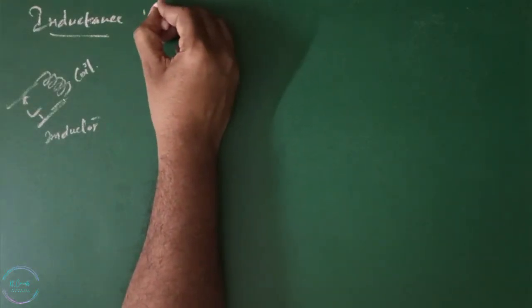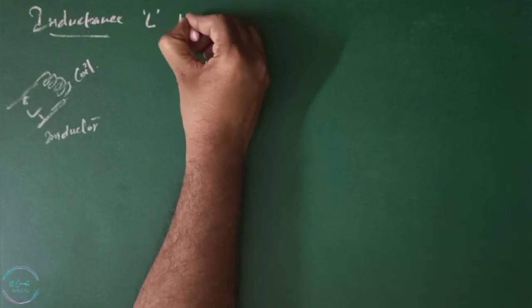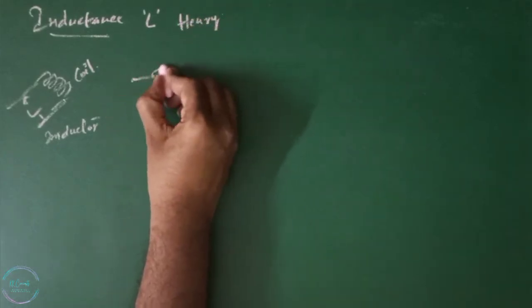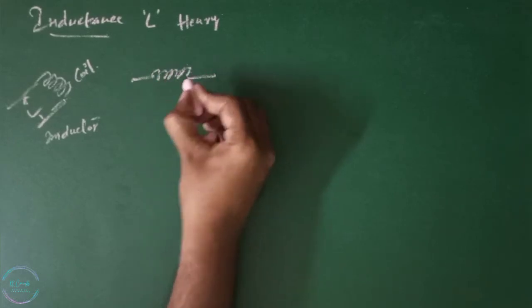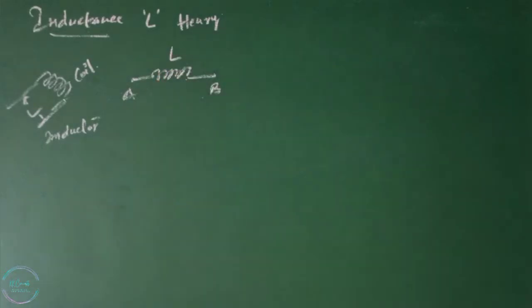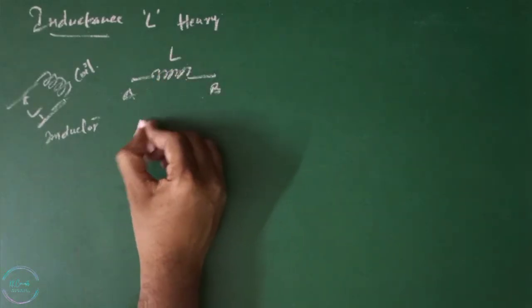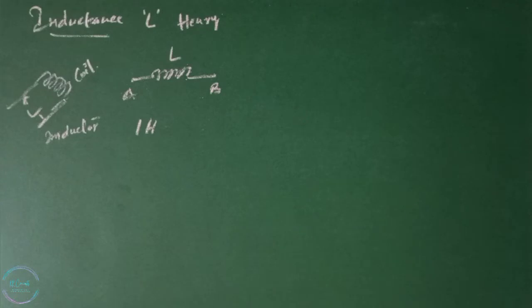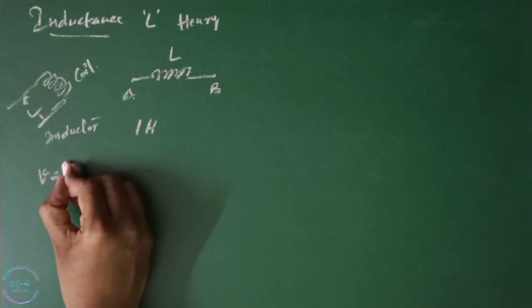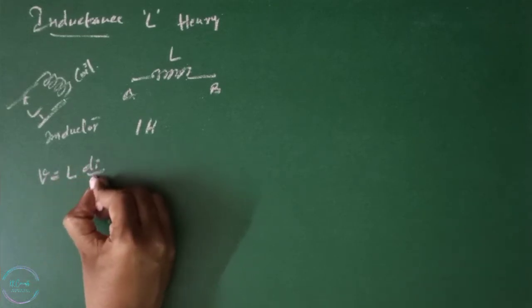Inductance is represented with the letter L. Its unit is Henry. The two-terminal symbol is a coil with terminals A, B, labeled L. By definition, 1 Henry is when the current through the coil changing at a rate of 1 amp per second induces 1 volt across the coil. Then the current-voltage relation gives V equals L di by dt.